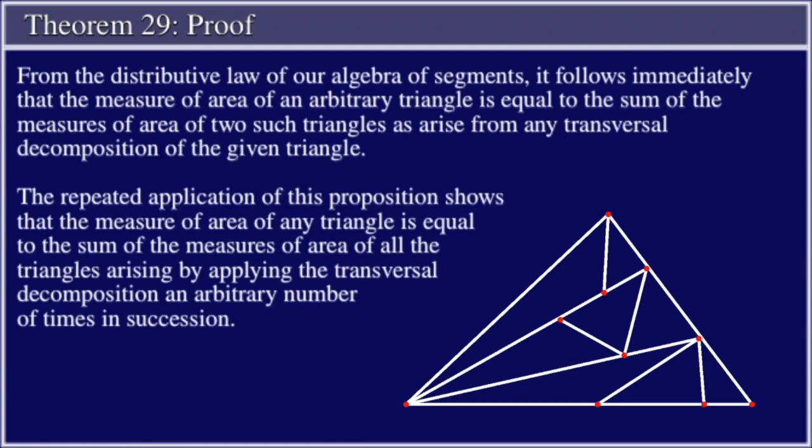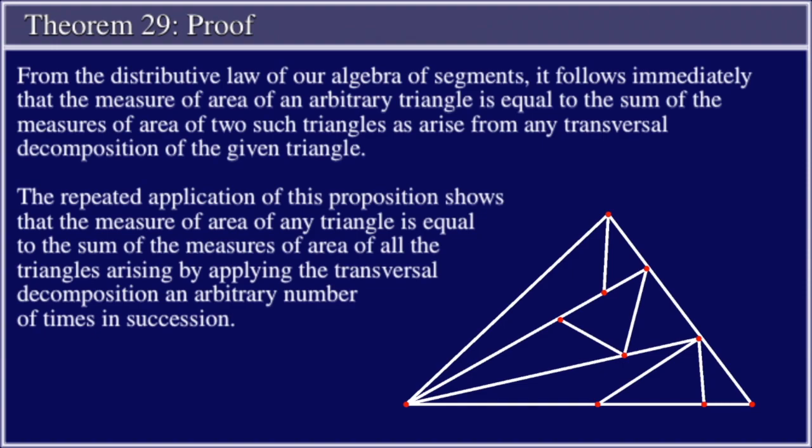Proof. From the distributive law of our algebra of segments, it follows immediately that the measure of area of an arbitrary triangle is equal to the sum of the measures of areas of two such triangles as arise from any transversal decomposition of the given triangle. The repeated application of this proposition shows that the measure of area of any triangle is equal to the sum of the measures of area of all the triangles arising by applying the transversal decomposition an arbitrary number of times in succession.